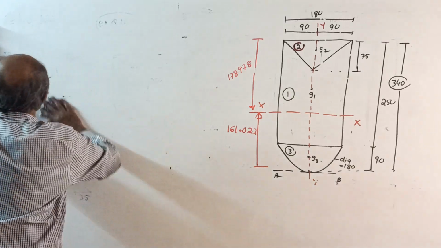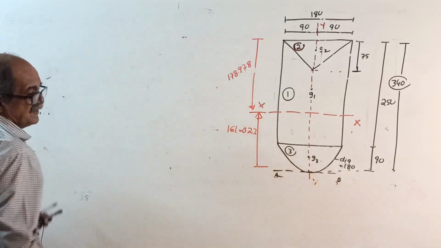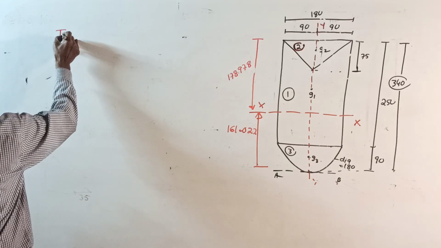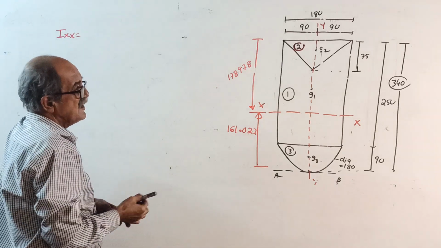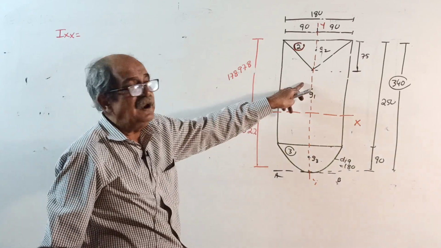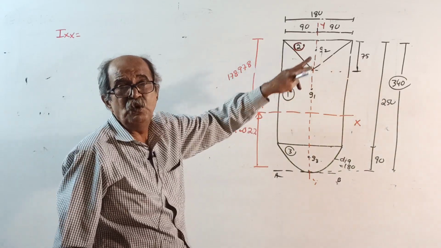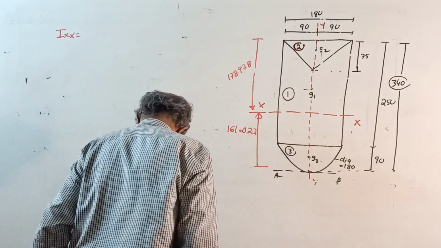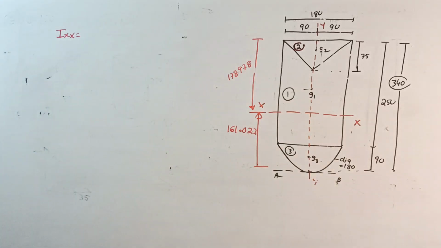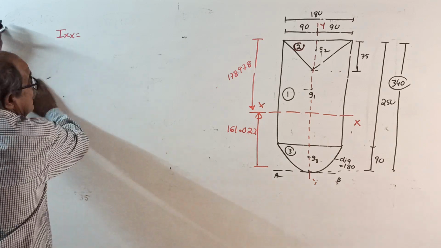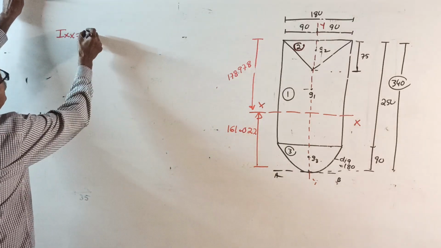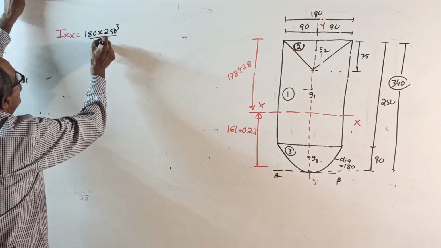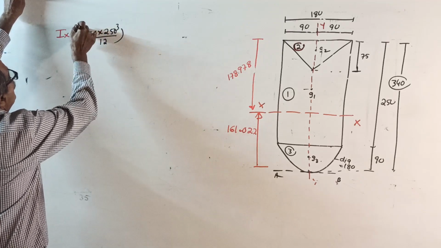Okay, now Ixx. I will write both, I about xx. Remember, Ixx equals Ixx power 1 minus Ixx power 2 plus Ixx power 3. Start with 1. No explanation now, only writing. 180 into 250 cube by 12. 180 into 250 cube divided by 12 is for the rectangle, plus area.